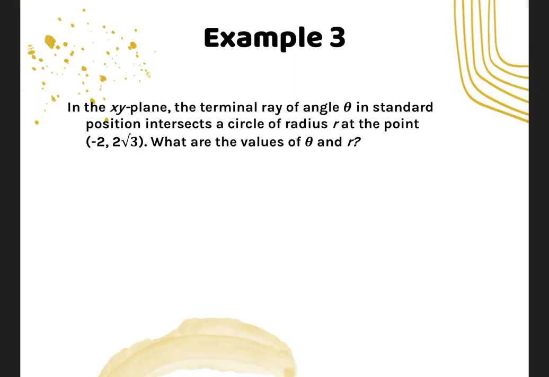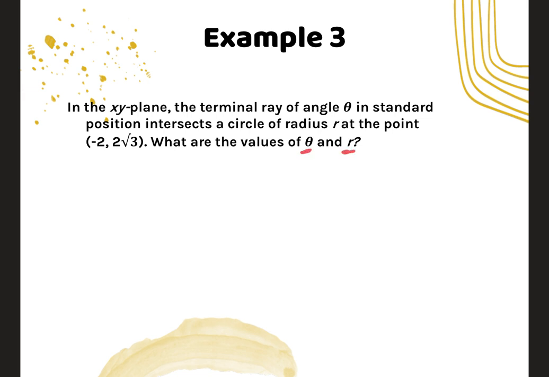So the last example is going to put those 2 together. In the xy plane, the terminal ray of theta in standard position intersects a circle of radius r at the point negative 2, 2 root 3. What are the values of theta and r? So we need both.